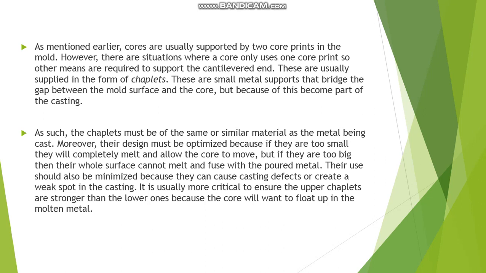But because of this, the chaplet becomes a part of the casting. As such, the chaplets must be the same or similar material as the metal being cast. Moreover, their design must be optimized, because if they are too small, they will completely melt and allow the core to move. But if they are too big, then the whole surface cannot melt and fuse in the poured metal.